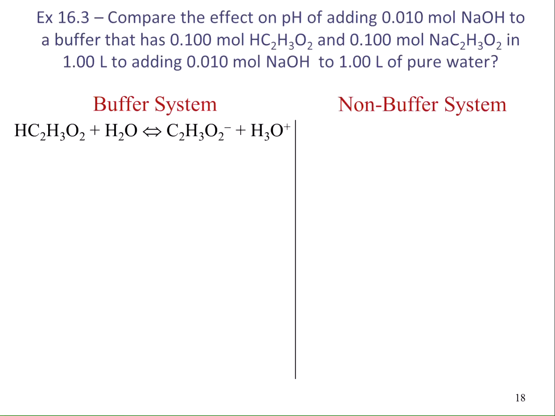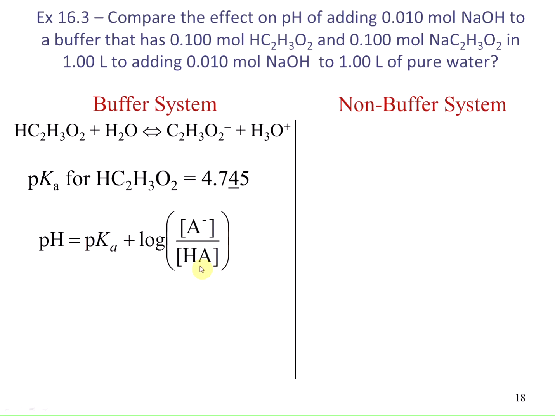So we want to compare the effect on pH of adding 0.01 moles of sodium hydroxide to a buffer that has 0.1 moles of acetic acid and 0.1 moles of sodium acetate in 1 liter of water, by comparing that to a non-buffer system where 0.01 moles of sodium hydroxide is added to 1 liter of pure water. Here we've been given the pKa of the acetic acid, which is 4.745.